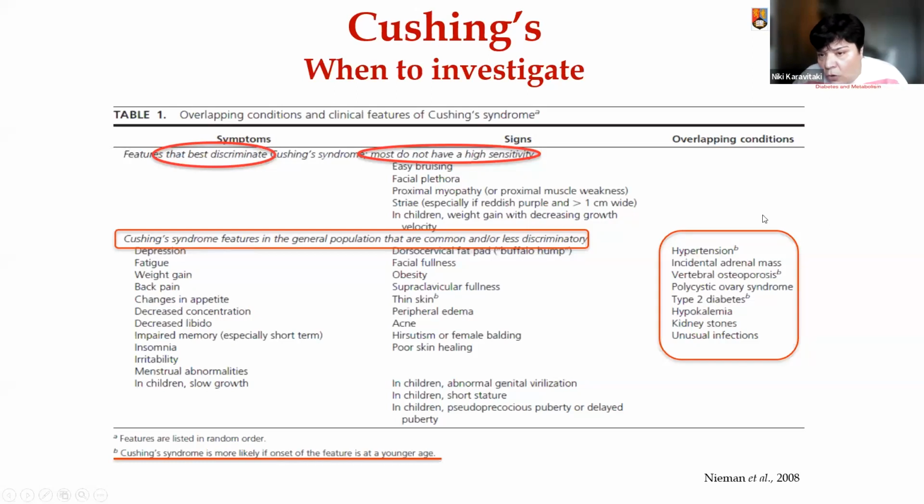And I will also focus on some overlapping conditions like hypertension, type 2 diabetes, and vertebral osteoporosis, which would raise an alarm as to whether we need to investigate for Cushing's if their onset is at a young age.